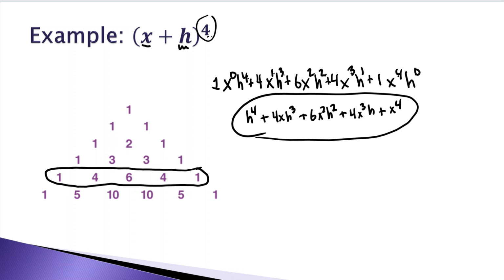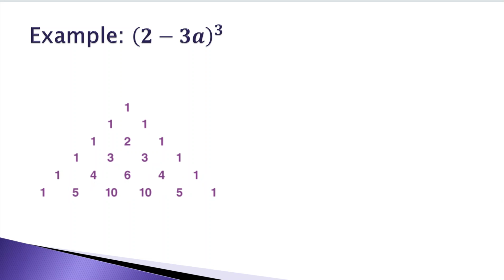Now, this can get a little bit complicated. I want to show you another example. And this example is more complicated. You can see instead of having just an x and an h, I've got a 3a instead of just an h. I've got a 2 instead of just an x. I've got a minus instead of a plus. But the principle stays the same.